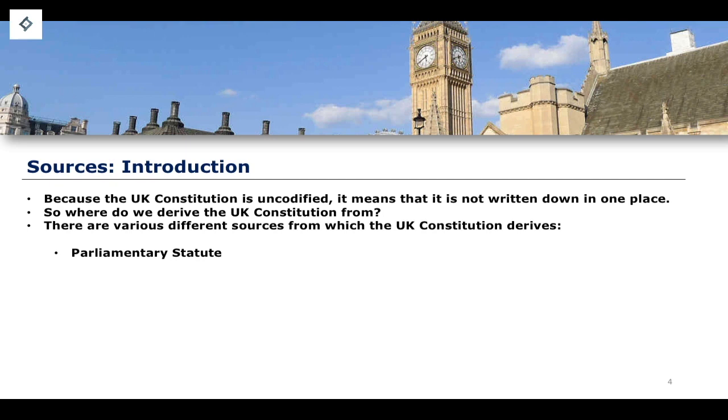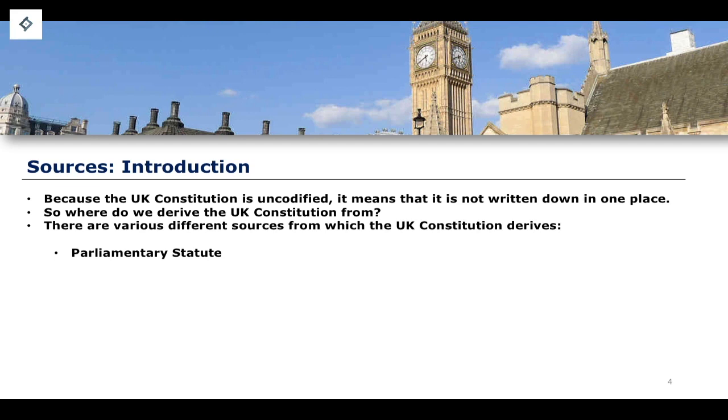So things like the Human Rights Act, for example, are definitely considered to be a constitutional statute because it refers to the relationship between the government, the state, and the people in terms of enshrining their rights in law. You also have things like the Constitutional Reform Act, which makes a very significant change to the role of the Lord Chancellor within the government system, and it also establishes the Supreme Court.